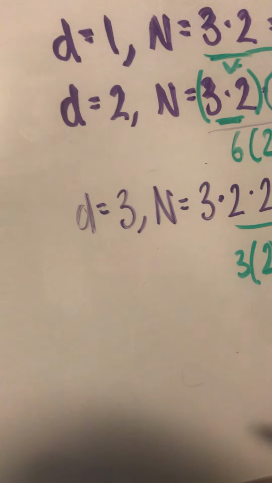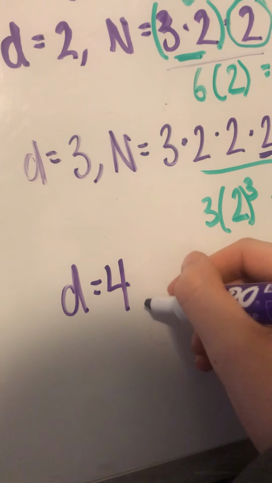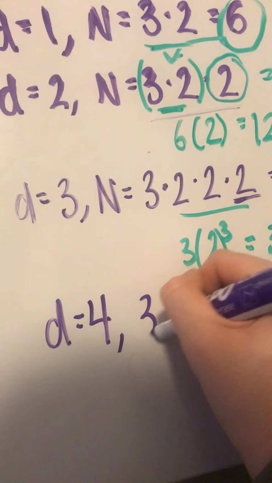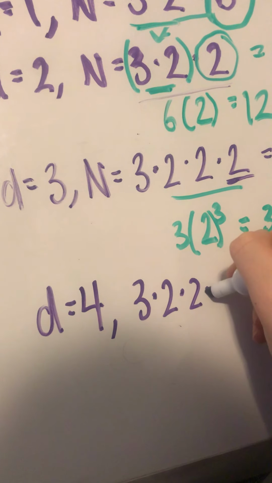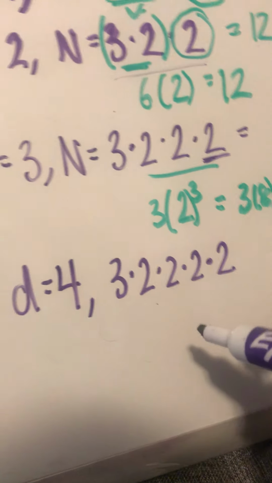Let's continue the pattern again. So D equals 4, or on day 4. Let's start with my original. Okay, there were 3 people, and then that doubled for day 1. Oh, that doubled for day 2. That doubled for day 3. That doubled for day 4.